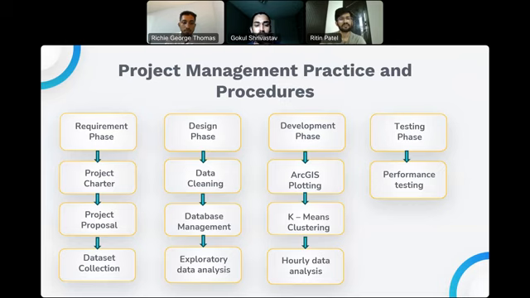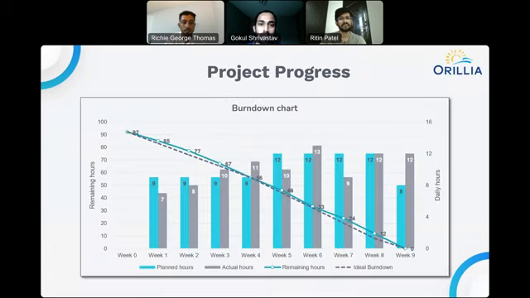In the design phase, we went through cleaning, database management, and EDA. In development, we plotted points on ArcGIS, applied K-means clustering as an algorithm, and used early data analysis. In the testing phase, we used performance testing. For the project progress, you can see that the ideal burn down time is pretty similar to the planned hours. As the weeks progress, the total hours were 92, and as week 9 reached, we were able to complete.